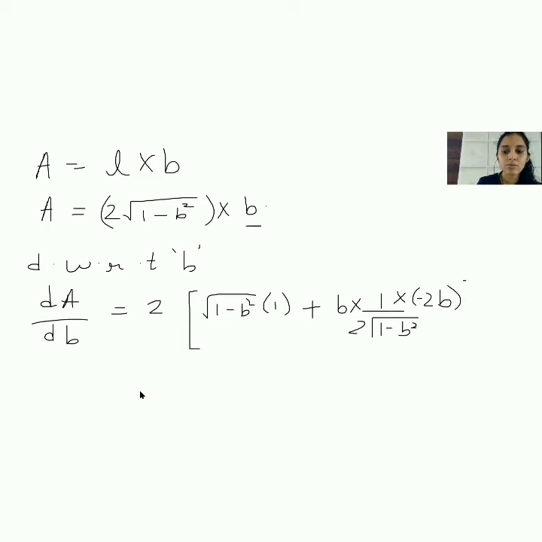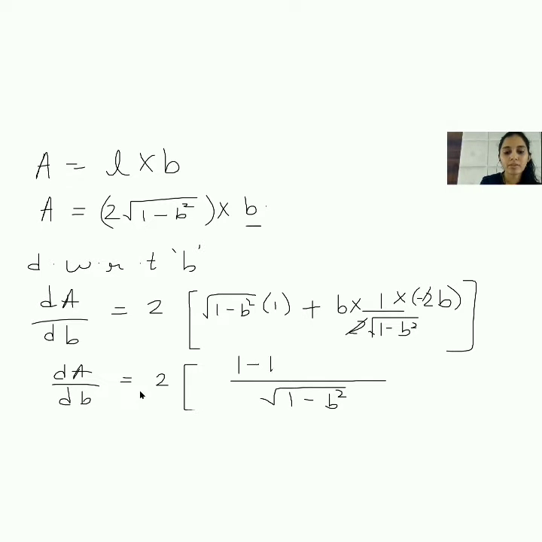Okay, so what do we get over here? 2 cancels out, plus into minus is minus B square upon root. So dA upon dB is equal to 2 as it is. Denominator I'm taking common, root of 1 minus B square, so I'm going to multiply this also by 1 root of 1 minus B square. This is what we get, minus B square.